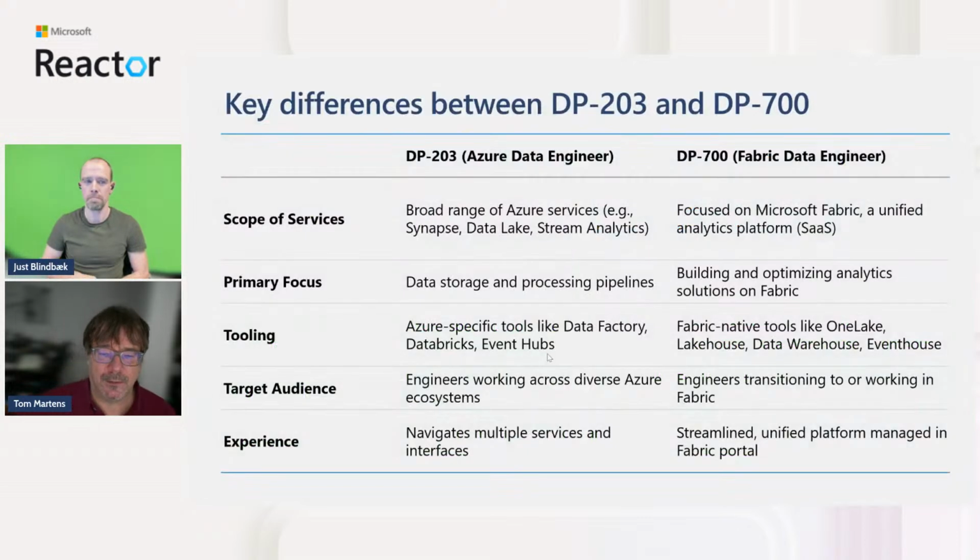So here we say the focus: DP-700 is focused on Microsoft Fabric instead of single Azure services. Because it's a little bit broader, we also keep track of this in the blue one, which is a little bit larger. The primary focus is building and optimizing solutions instead of only focusing on data storage and processing pipelines. So the focus is broader, but it becomes a little bit simpler because it's native tooling, because everything is packaged inside Fabric.